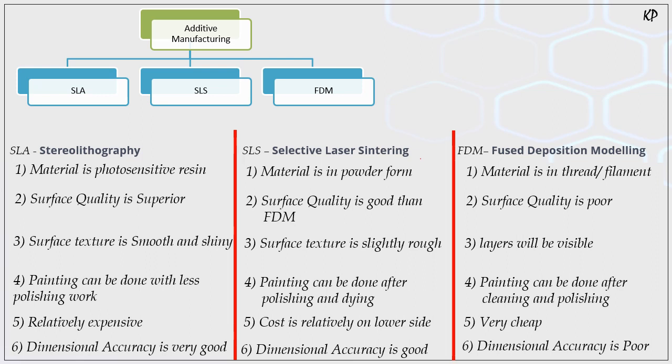So these are the three main processes in 3D printing, which are SLA, SLS and FDM. The next manufacturing processes we will see in later parts.